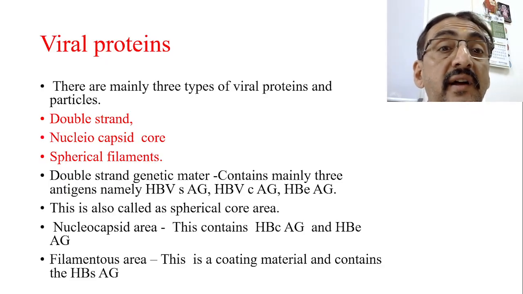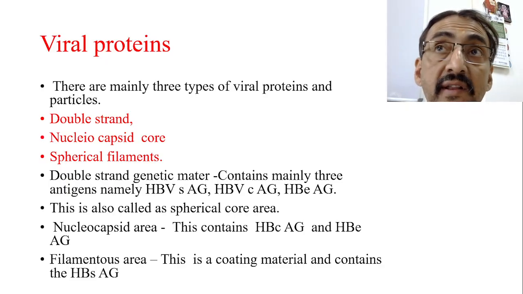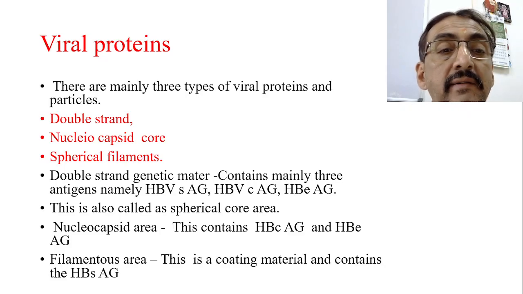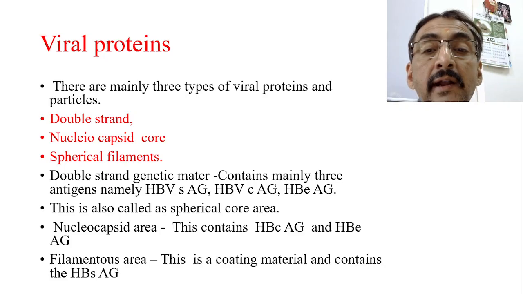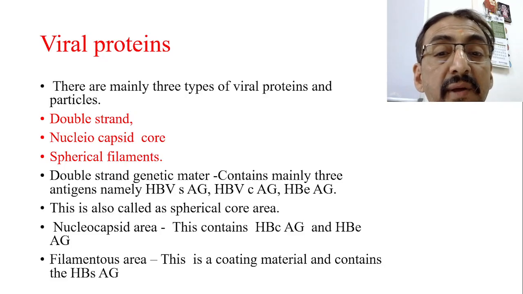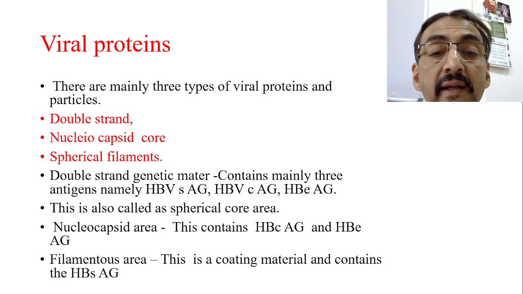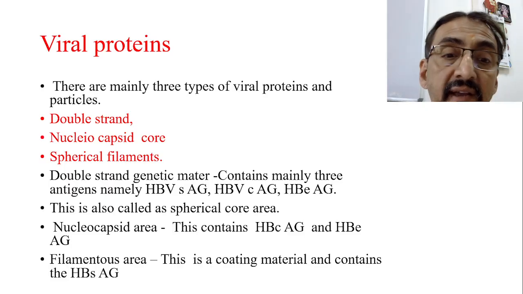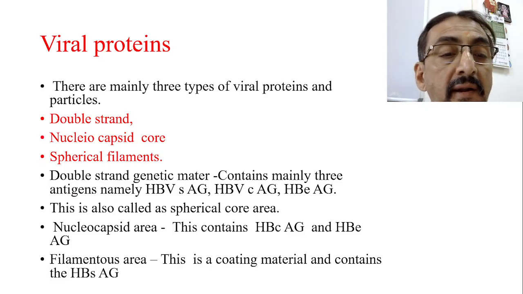Now, there are mainly 3 types of viral proteins and particles, which are responsible for the formation of the structure of the virus: double strand, nucleocapsid core, and spherical filaments. The double strand genetic matter, the DNA matter, contains mainly three important antigens: HBs-AG, HBc-AG, and HBe-AG. AG stands for antigen. This is also called the spherical or core area, therefore these are called core antigens. From the nucleocapsid area, it contains HBc-AG and HBe-AG. The filamentous area, the coating material, contains HBs-AG.